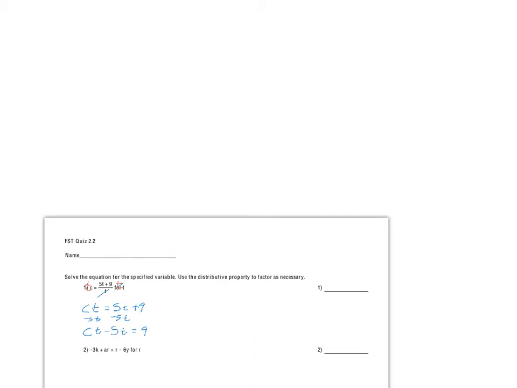Now it might seem like there's a lot left to do, but we're actually just about done. Next thing we want to do is factor that t out of the left side. So when we take that t out, that leaves us with c minus 5. Now that equals 9. So the very last thing we do is divide both sides of this equation by c minus 5, and then we see that t is just 9 over c minus 5.